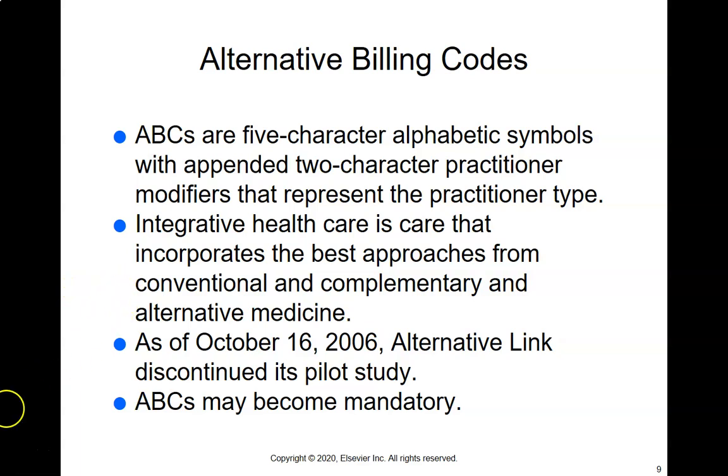Alternative billing codes. ABCs are 5-character alphabetic symbols with appended 2-character practitioner modifiers that represent the practitioner type. Integrative healthcare is care that incorporates the best approaches from conventional and complementary and alternative medicine. As of October 16, 2006, Alternative Link discontinued its pilot study. ABCs may become mandatory. Numerous payers are in the process of implementing the ABCs for payment.